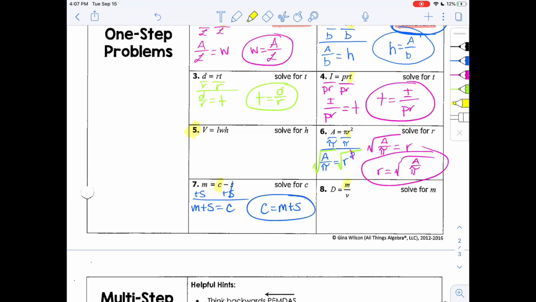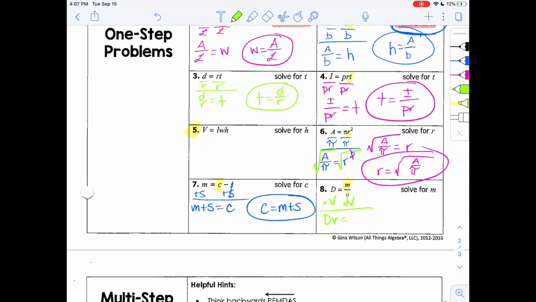Number 8 wants us to solve for M. So that means we need to get rid of divided by V. The opposite of dividing by V is to multiply both sides by V. D times V is represented by D times V. Just writing those variables side by side because we can't actually multiply them. But writing two variables side by side shows the multiplication.